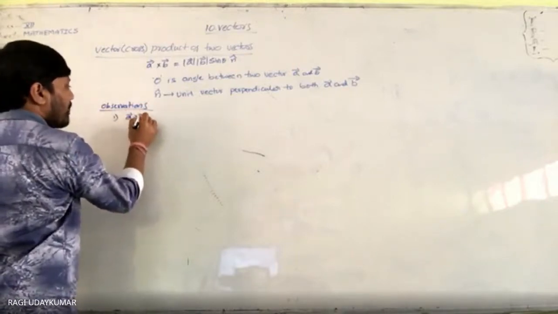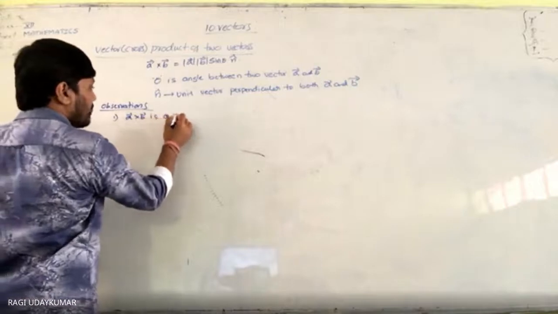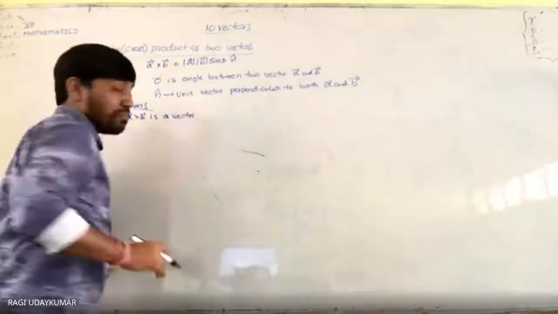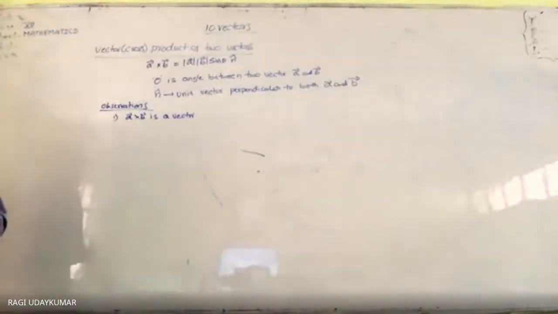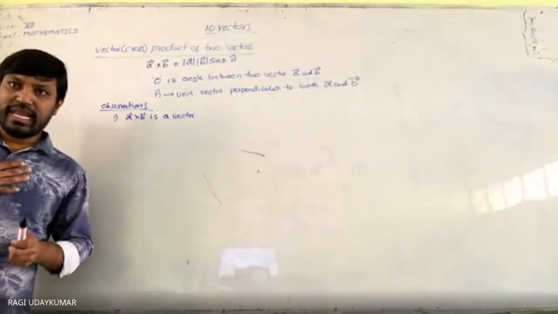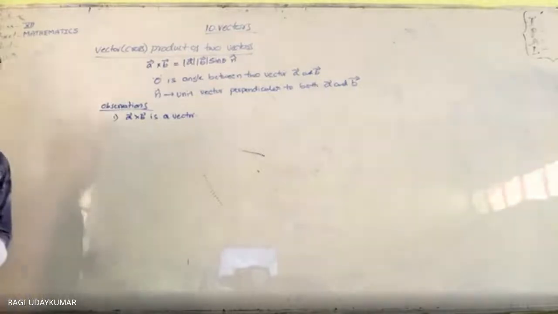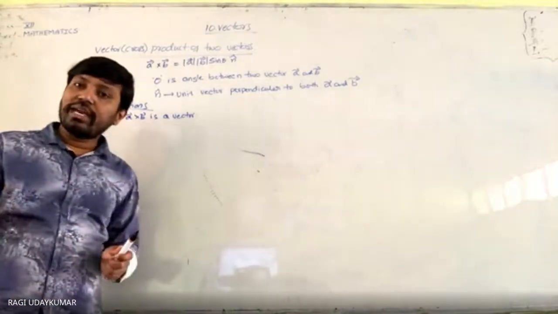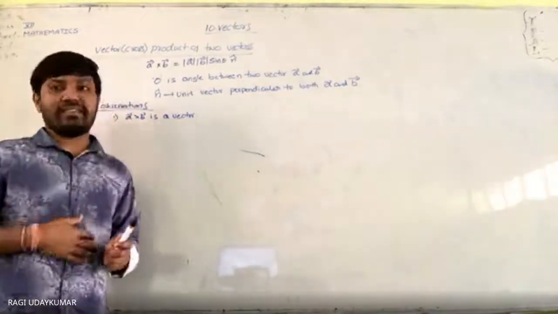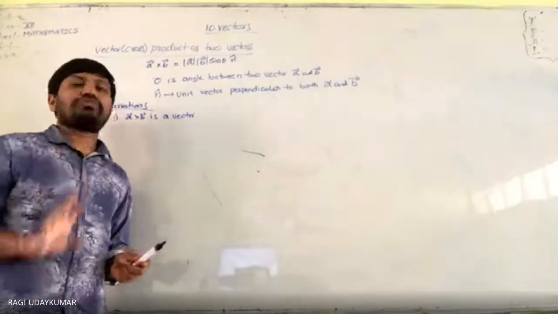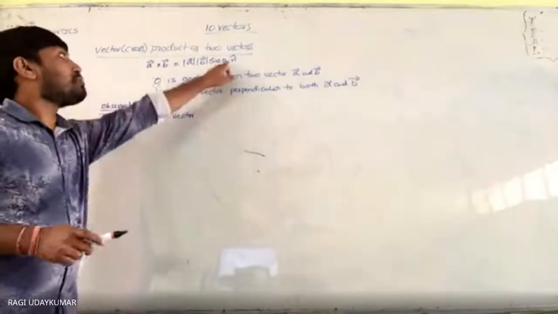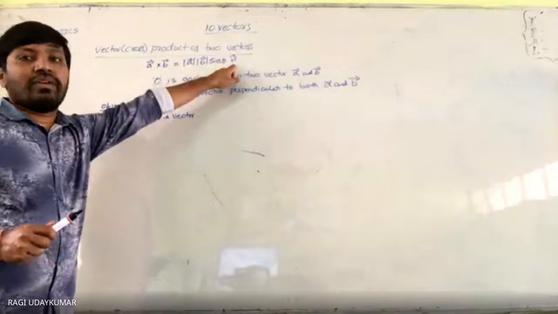So first thing is A bar cross B bar is a vector. Suppose any two vectors are given to you, and you are asked to find the vector which is perpendicular to both the given vectors. Simply, their cross product you need to find out, because the cross product you are getting is a unit.